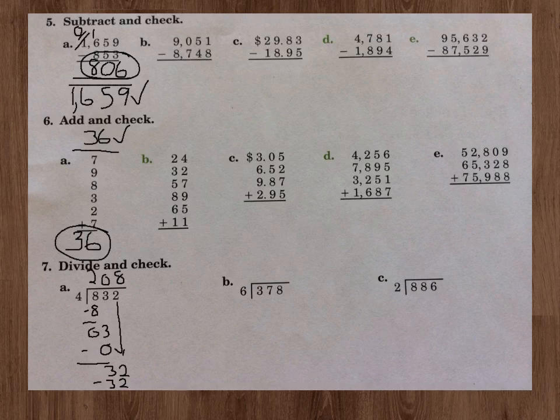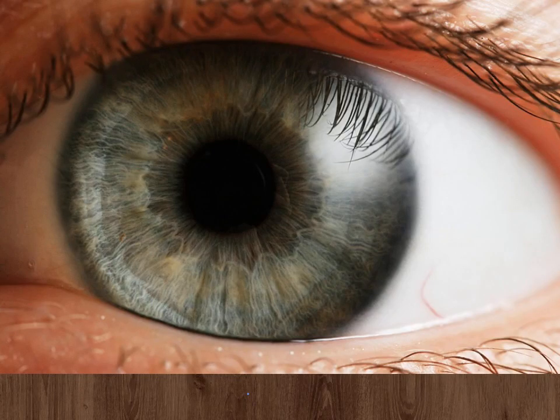Now to check this, I'm going to take the 208 and times it by 4. Four times 8 is 32. 4 times 0 is 0, plus 3 is 3, and 4 times 2 is 8. Since this number matches the number there, it checks and 208 is correct. I believe in you.